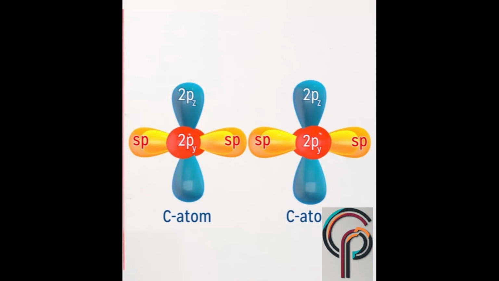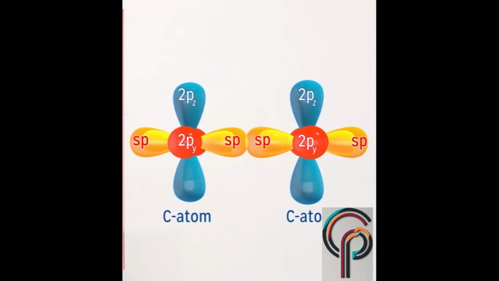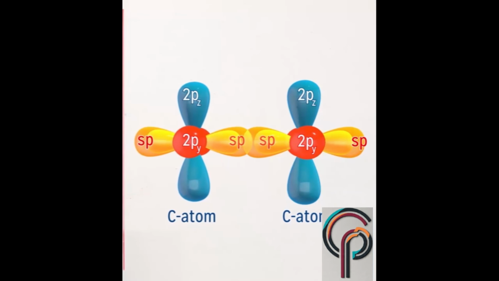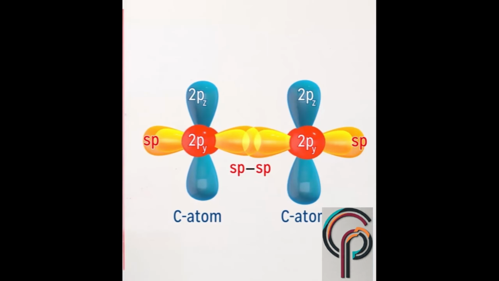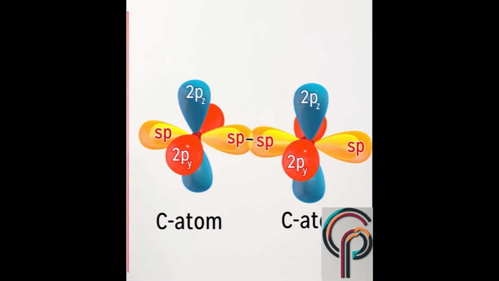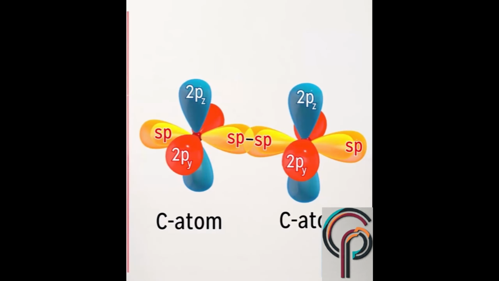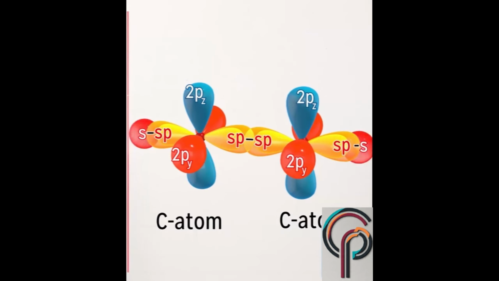When the two carbon atoms approach each other, one sp hybrid orbital from each carbon overlaps end to end to form a sigma bond. The remaining sp hybrid orbital on each carbon overlaps with the one s orbital of a hydrogen atom, forming CH sigma bonds. This results in a linear molecular structure.